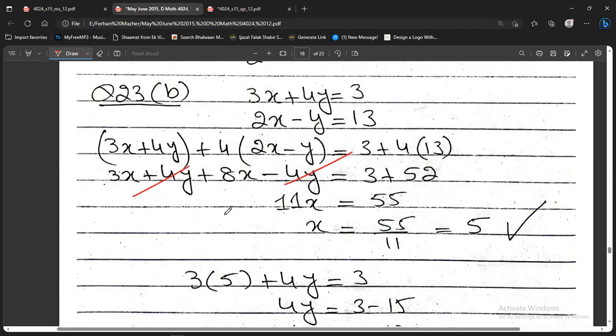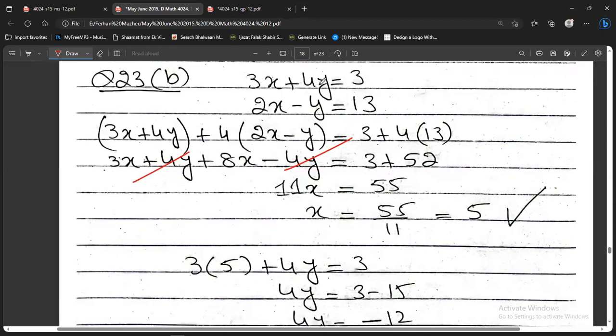So you will have 11x equals 55. x will be equal to 55 by 11. That x will be equal to 5. Once you know the value of x, you can substitute it in any equation. You can substitute it in the first equation, or you can substitute it into the second equation, wherever you like.